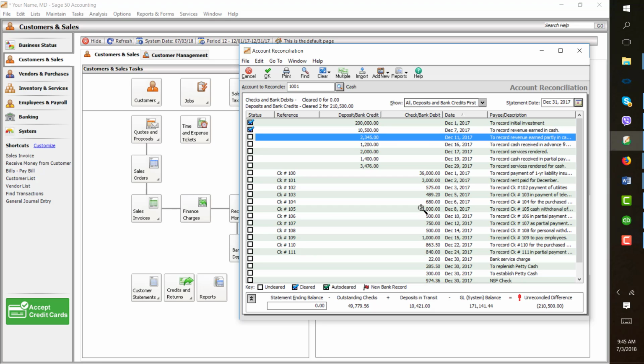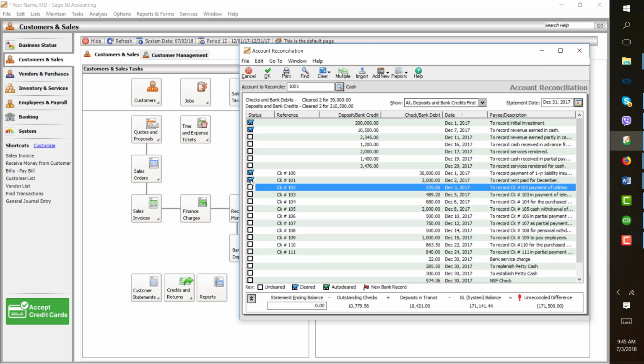So focus on the check number and the dollar amount, because you may have the same dollar amount but different check number, since the payee's name does not appear in the bank statement. So your control for accuracy will be the check number and the dollar amount. I will mark a few of these, like check number 100 for 36,000 has been paid, and check number 101 for 3,000 has been paid, and so forth.